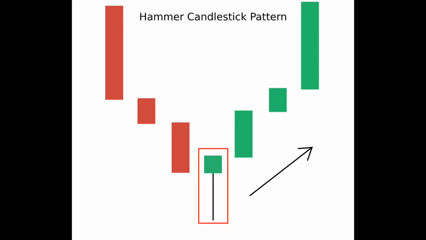So the psychology behind this candlestick pattern formation is that the sellers were in control and they were trying to push the price down, but then the buyers had more momentum, and so they came to push the price all the way up, leading it to have a very long tail, or a very long lower wick, with little or no upper wick.